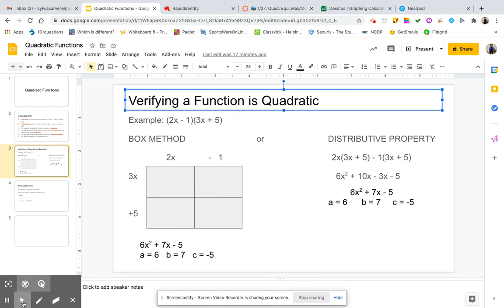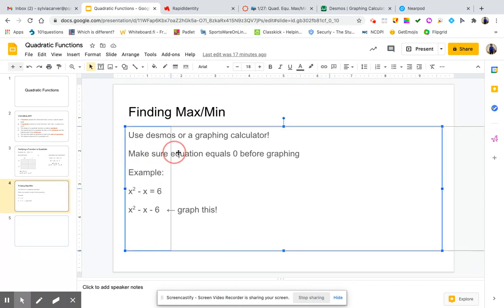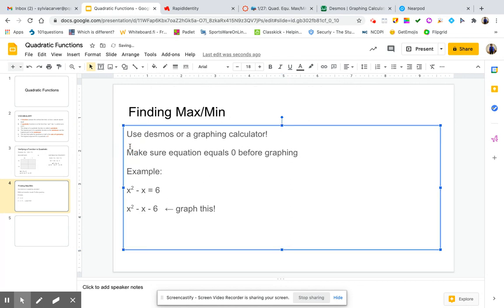The last thing I want to show you is finding your maximum or minimum using Desmos. And we actually already talked about it previously with the parent function. Make sure before you graph it that you move everything to one side of the equation so that it is equal to 0. For example, I have this x squared minus x equals 6.